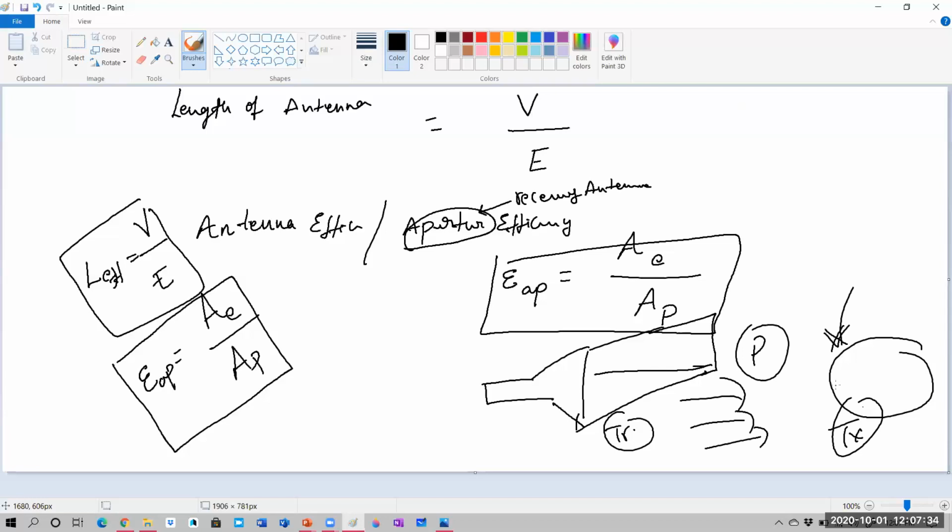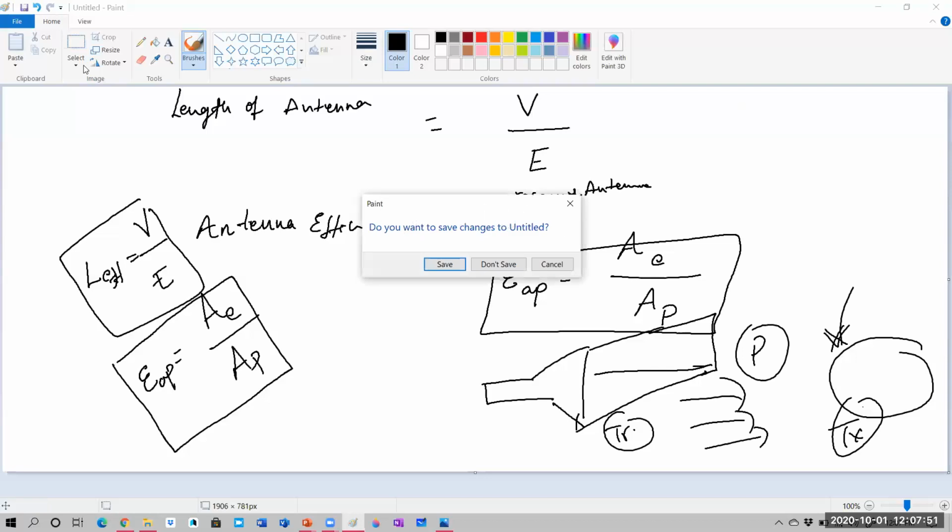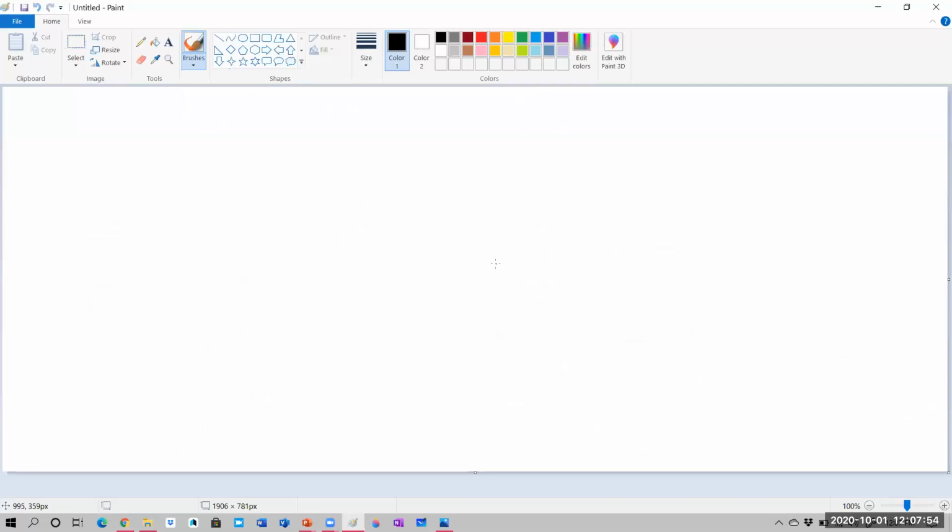Now we look into another parameter, effective area or effective aperture. Just now I told you aperture means available space. So what is the effective available space? This is nothing but the effective area which is available to the receiving antenna. So in general, I will write the equations here.